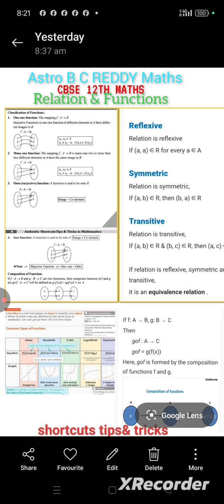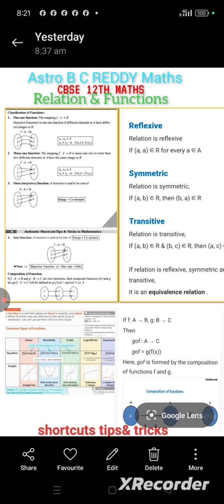Onto function. A function is said to be onto if the range is equal to the codomain. Into function. A function is said to be into if the range is not equal to the codomain.